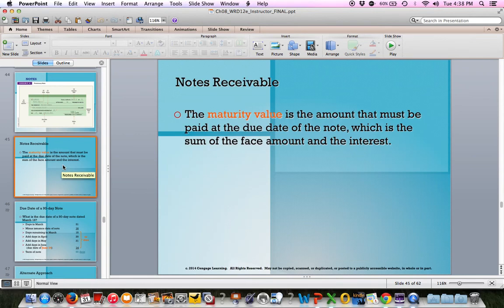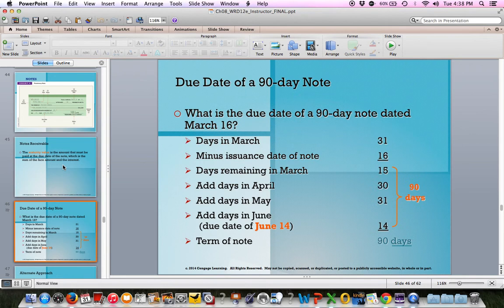So the maturity value is the amount that must be paid at the due date, which includes the face amount of the note plus interest, so that $2,000 plus any interest. So then the question becomes, what's the due date of a 90-day note dated on March 16th? Okay, so you just have to look at the days in a month.